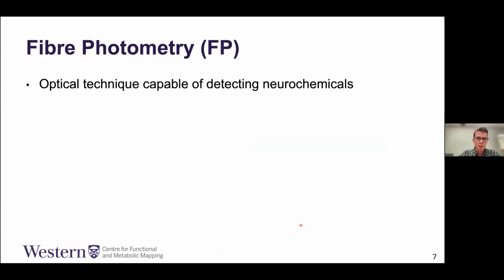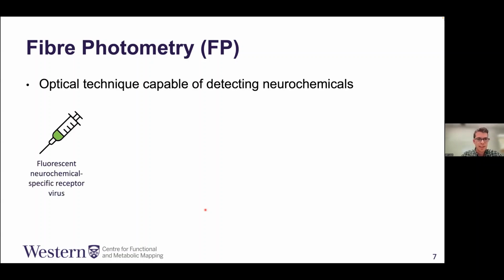So what many groups are doing now is they're including other techniques into their experiments to better analyze the BOLD signal and figure out the extent to which the BOLD signal can be decomposed into different components. And so for this work, we're combining fiber photometry with the BOLD fMRI. And this is an optical technique capable of detecting neurochemicals. So it basically works as follows.